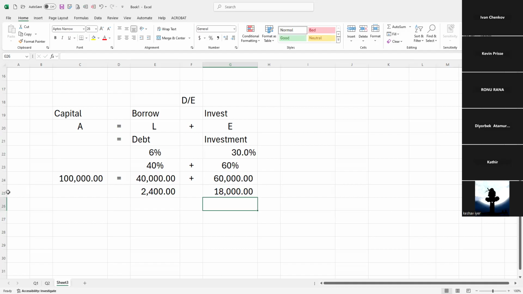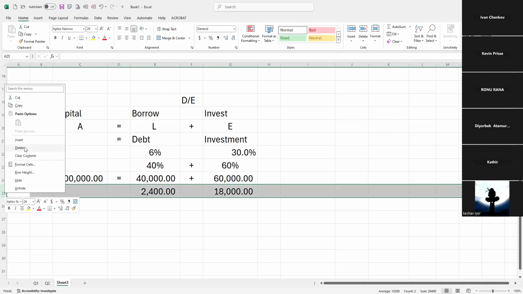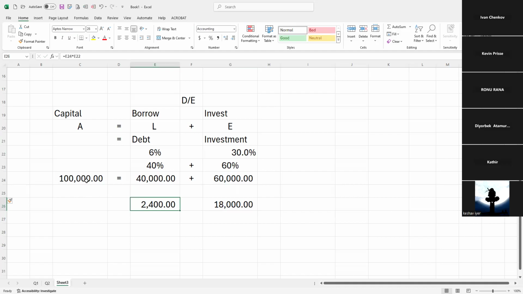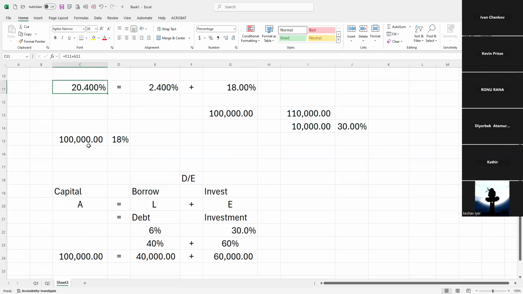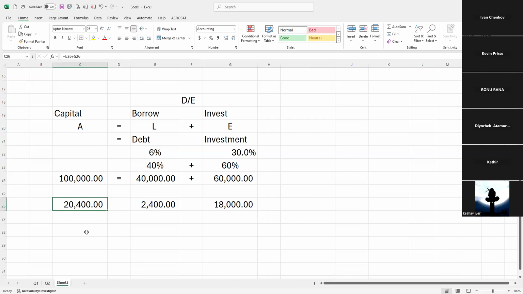So how much is my total financial cost in order to borrow $100,000? How much do I have to pay back to my lenders and my investors? I have to pay 2,400 to my lenders and 18,000 to my investors. I have to pay them $20,400. How much is that? That's exactly 20.4%, isn't it?